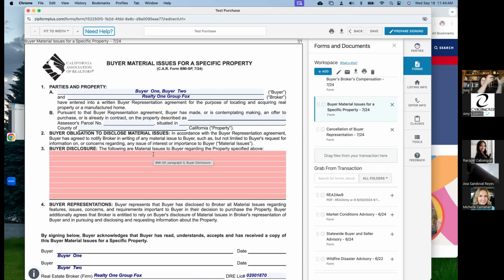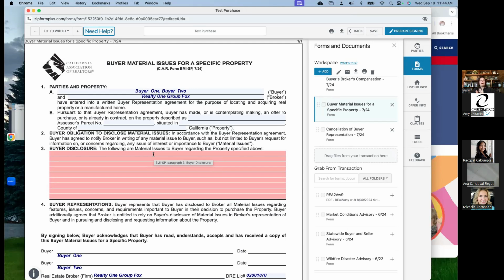Instead of me taking what the buyer tells me and then translating it to the seller or the listing agent, things can get lost in translation. I've got the buyer's actual concerns and statements here that I can pass on to get answers or clarification on. So this is the buyer material issues form for a specific property.